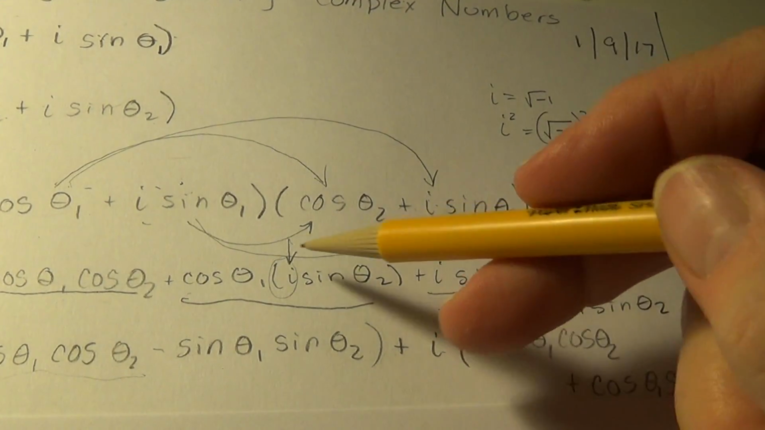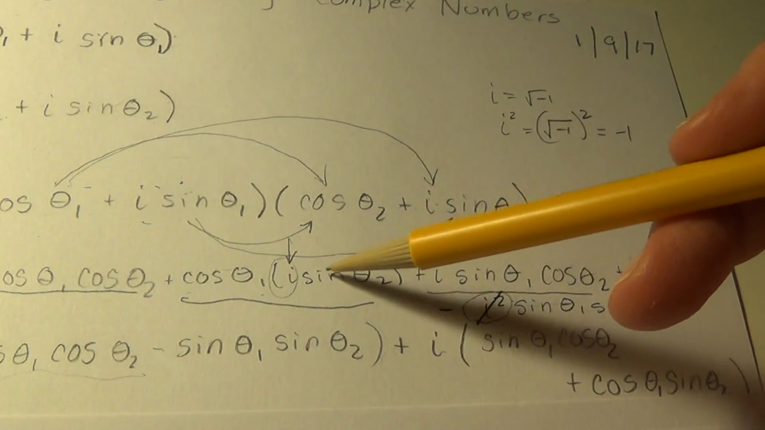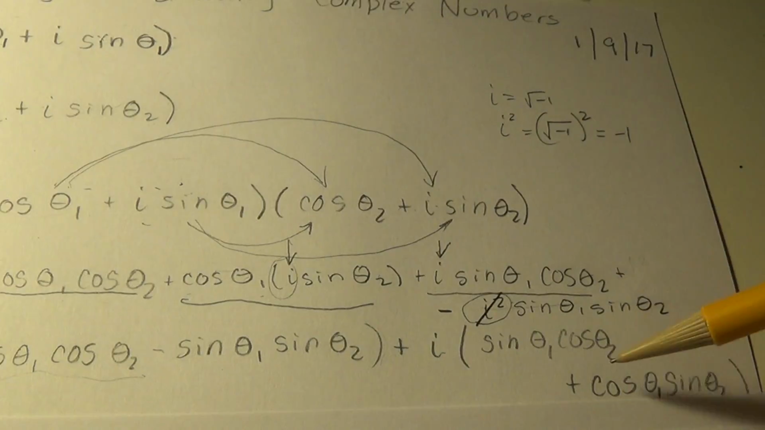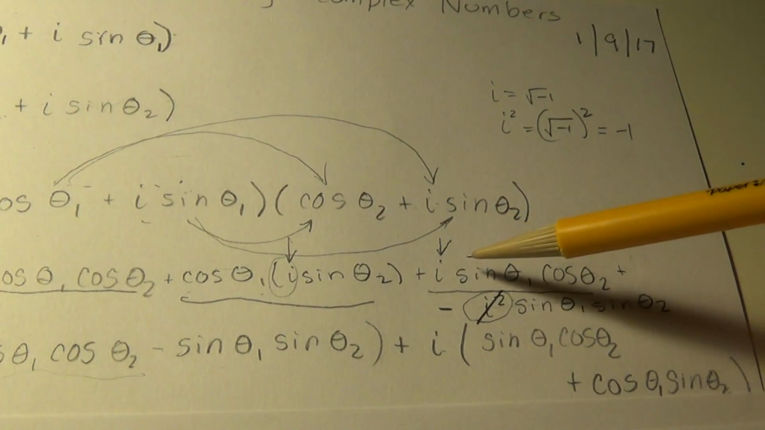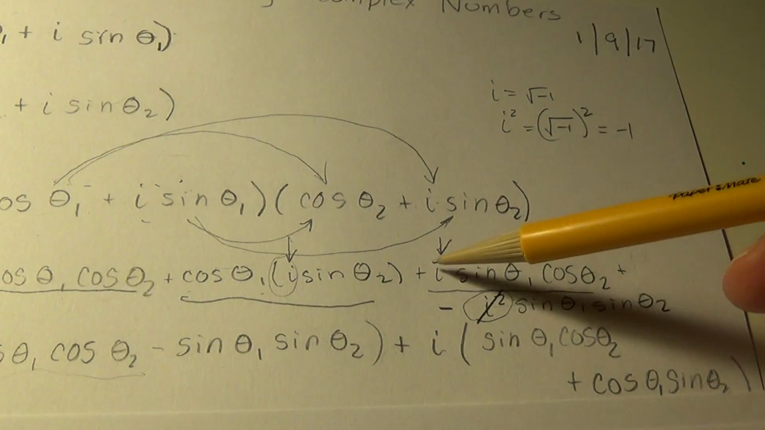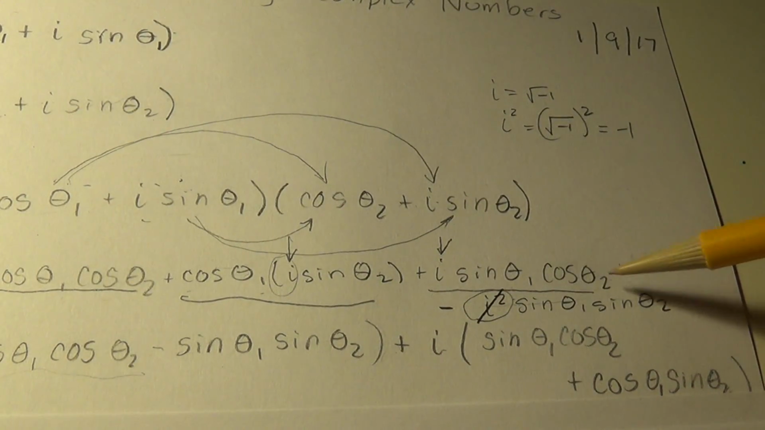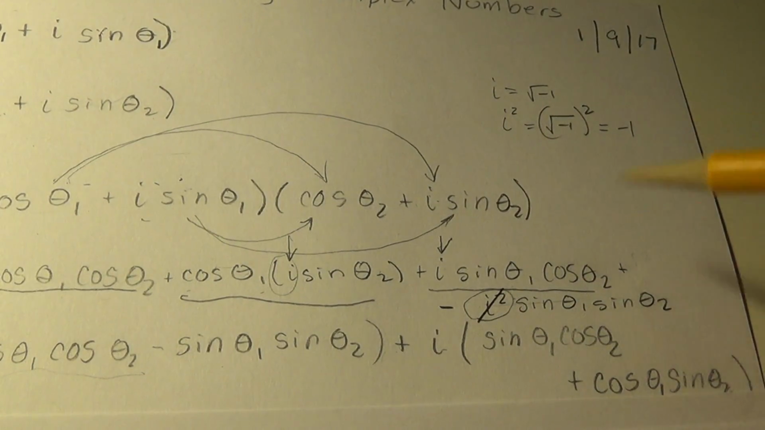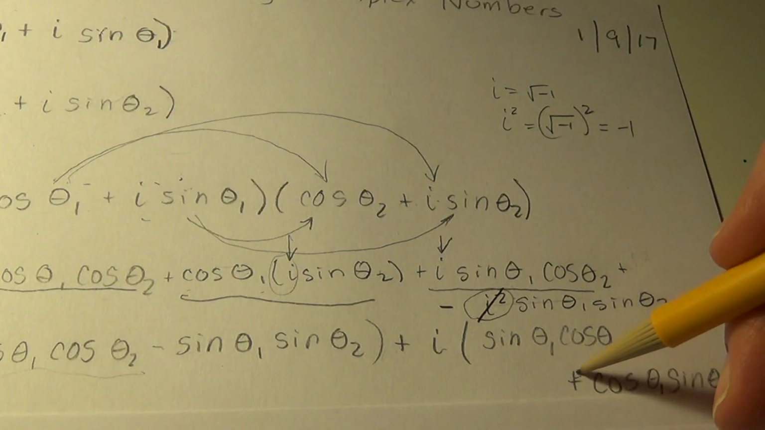When I factored out the i, what is left? Cosine theta sub 1, sine theta sub 2, and for this term, what's left when I factor out the i is sine theta sub 1, cosine theta sub 2. So I have these left. It doesn't matter which order, because it's added.